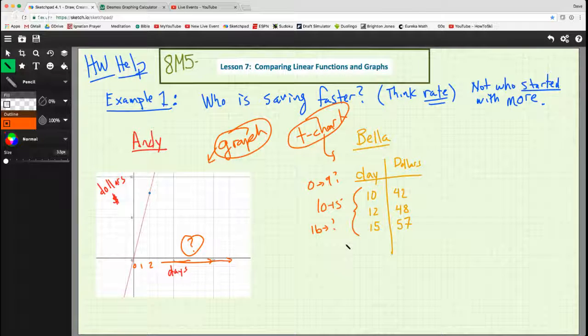But none of that matters. Why? Because we're just going to think about the savings rates. We know that both of these are linear because I've told you that. We're not looking at who started with more. Andy started with 0, and we don't really know what Bella started with. We're just looking for rates, and rates are the same thing as slopes, which are the same thing as delta y over delta x, which is the same thing as y2 minus y1 over x2 minus x1.